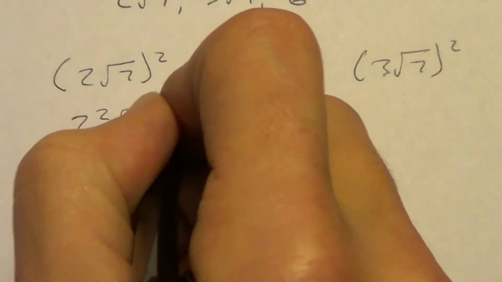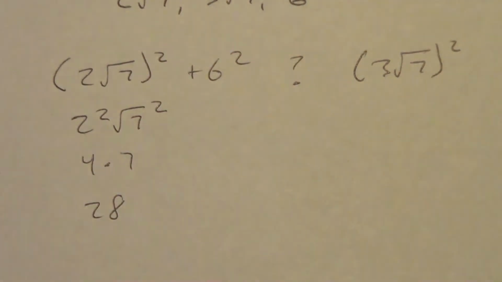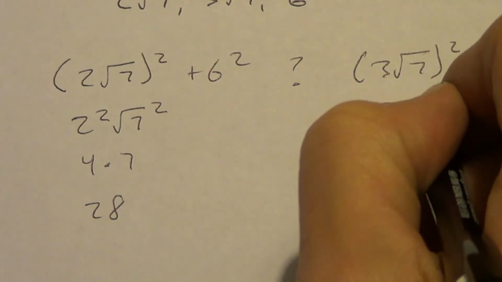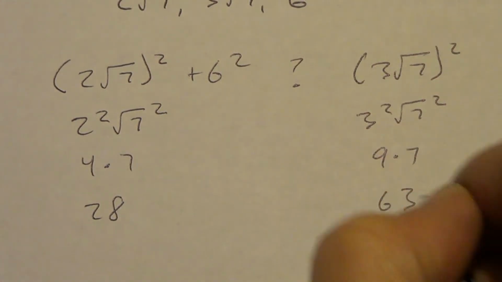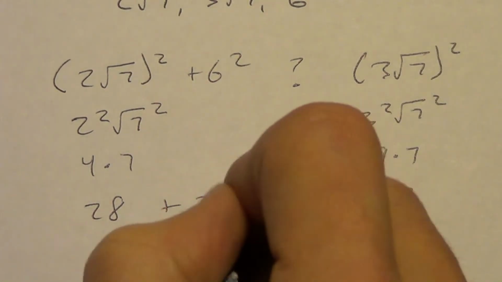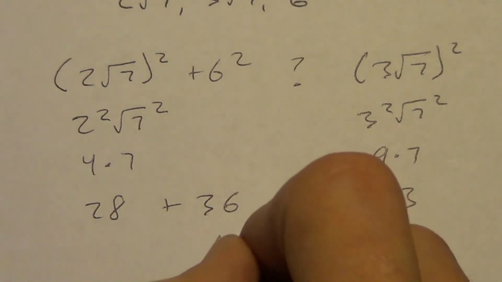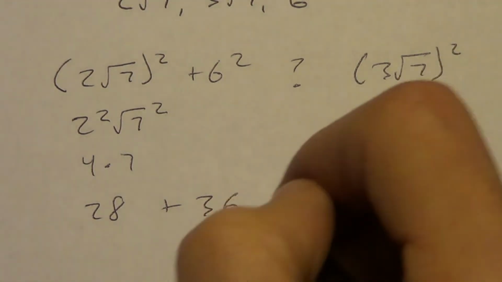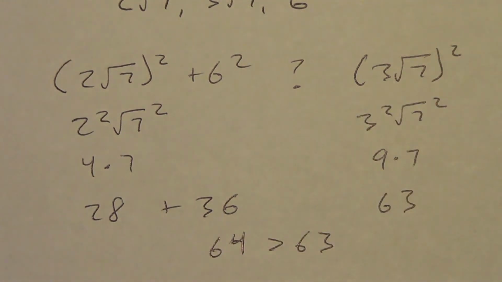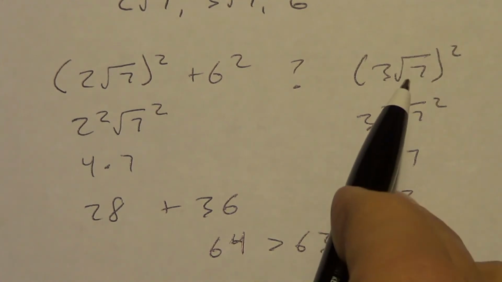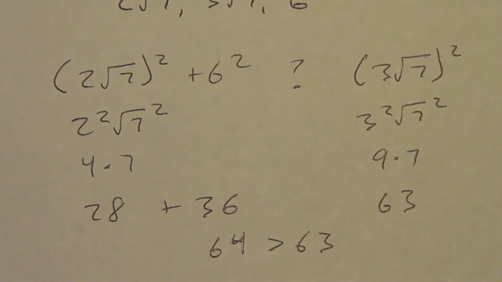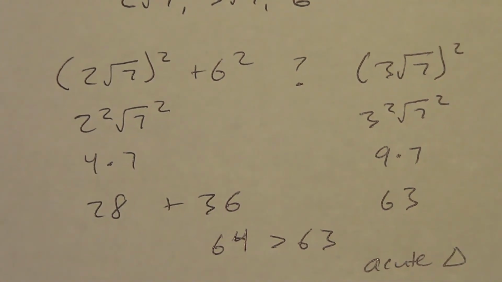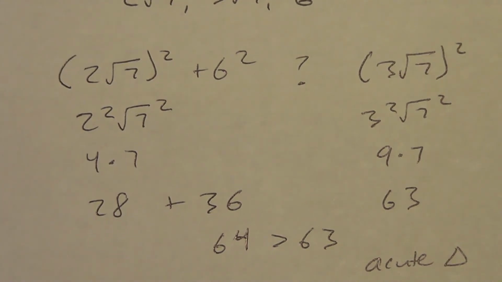2 squared, root 7 squared. 4 times 7, 28. 3 squared, root 7 squared, 9 times 7, 63. Okay, 6 squared we know is 36. 28 plus 36 is 64, which is greater than 63, barely, but it's bigger. So we have a non-right triangle. Always focus on the C side. C squared is too small, so therefore C was too small to be a right angle. And if it's too small to be a right angle, it must be an acute angle, so we have an acute triangle.